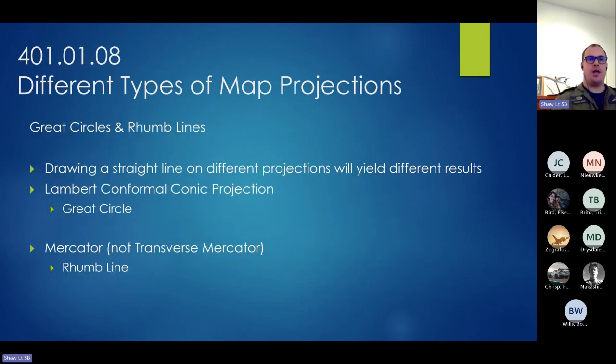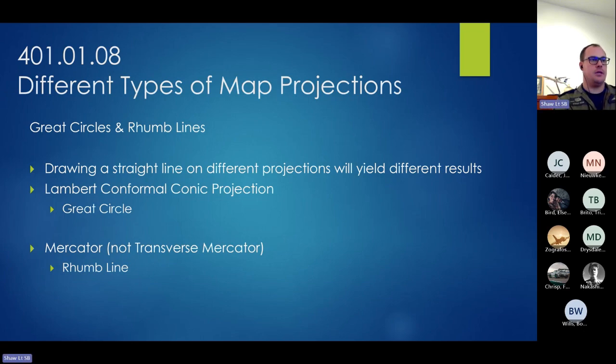So great circles and rhumb lines. Drawing a straight line on different projections will yield different results. Remember, we talked about the Lambert projection. A straight line on the Lambert projection gives you a great circle route. A straight line on the Mercator projection gives you a rhumb line. Those two things we like to use for two different purposes.